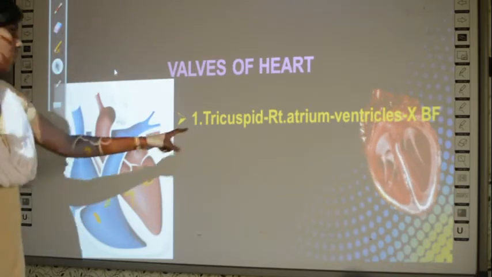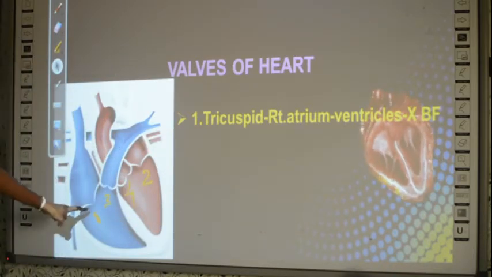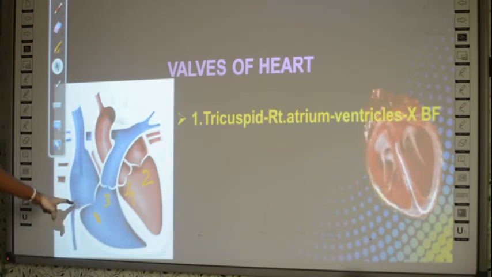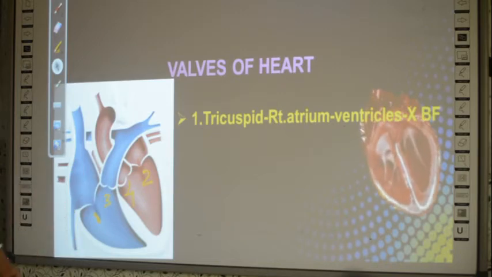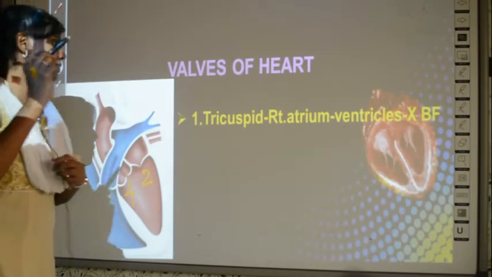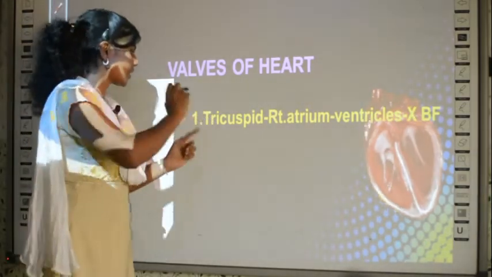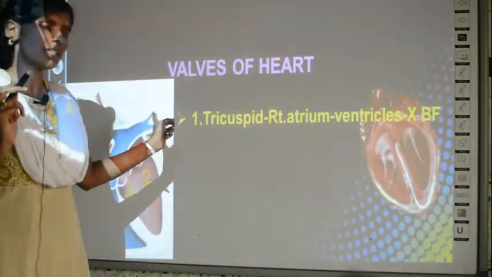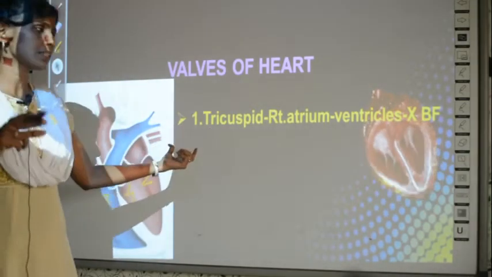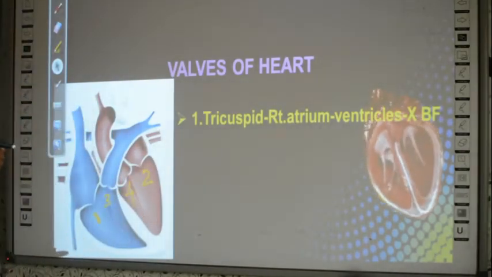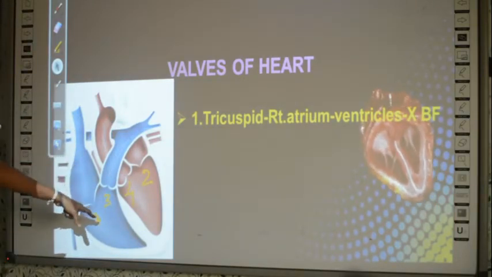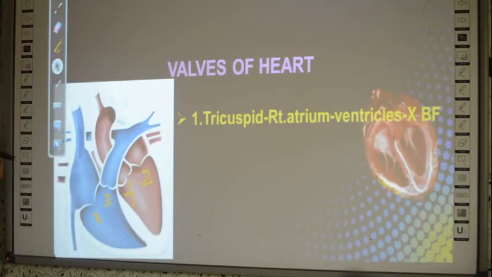The first valve is called tricuspid valve. Can you see a valve here? This is called the tricuspid valve. Why is it called tricuspid valve? Just remember like this way: R-I, tri, right, RT is right, TR is tri, right? So always tricuspid valve is present in the right side. In between the right atrium and right ventricle, you can find tricuspid valve.